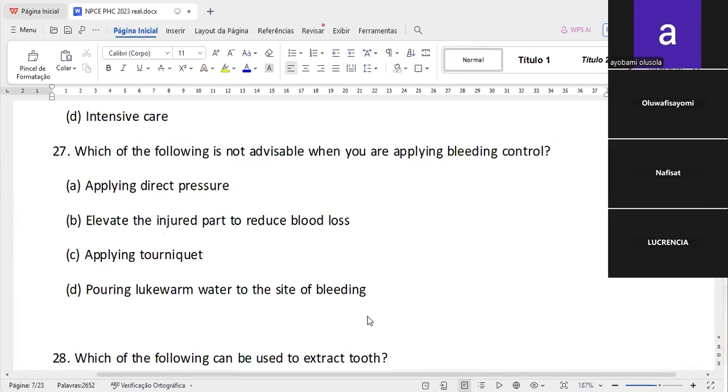Which of the following is not advisable when you are applying bleeding control? Pouring lukewarm water to the site of bleeding. There is nothing this one will do. You're just wasting your time. So that's the answer, D.